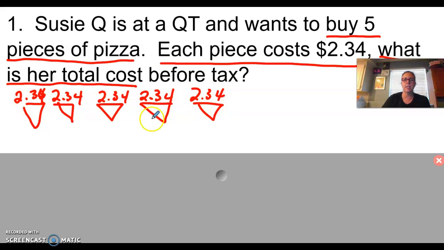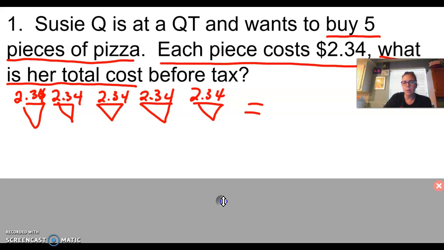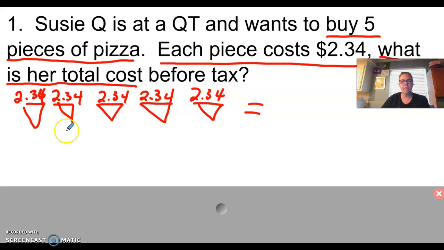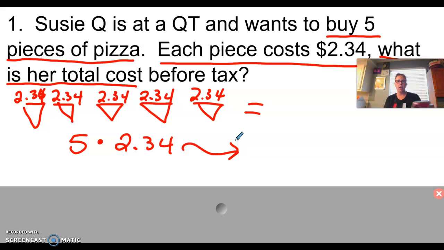$2.34. So each piece is $2.34. So what's our total? Well, we could add those up, or we could do what? We could multiply 5 times 2.34. And we're going to use our calculator. I'm going to get mine out even and use it. So 5 times 2.34. Make sure you're getting $11.